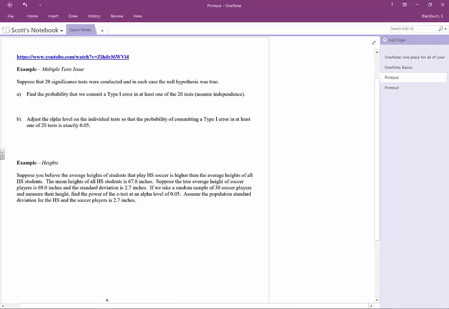I just want to kind of finish up the last question in the notes to help you complete the worksheet that Miss Lawrence is going to give you in class. It has two questions where you calculate the power.